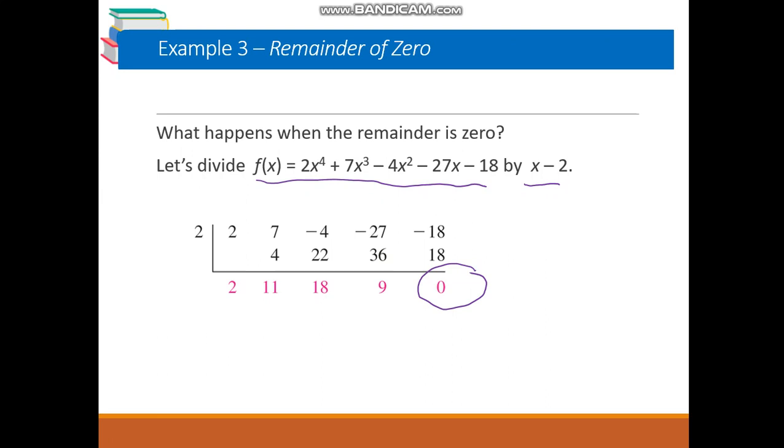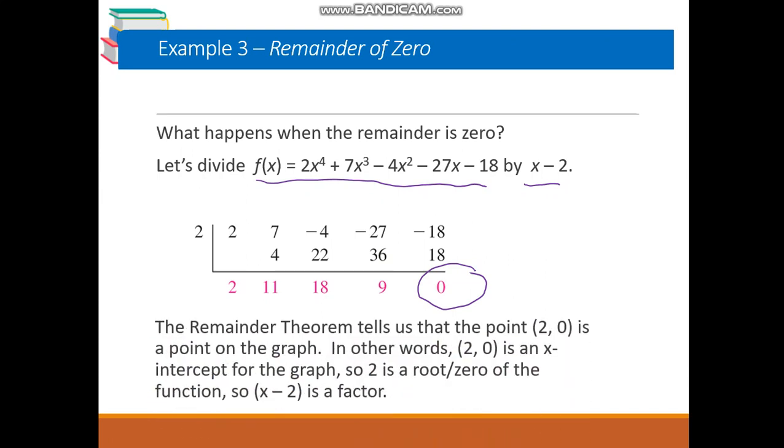So what does that tell us? Well, it says that the point (2, 0) is a point on the graph. So (2, 0), because the y coordinate is 0, means that's an x-intercept. Well, if that's an x-intercept, then that means that 2 is a root of the function. And also, if we divide something and the remainder is 0, that means it's a factor, right?